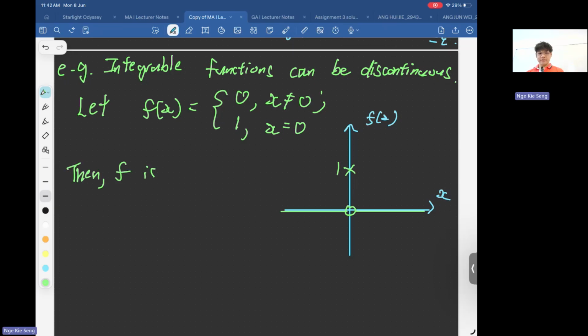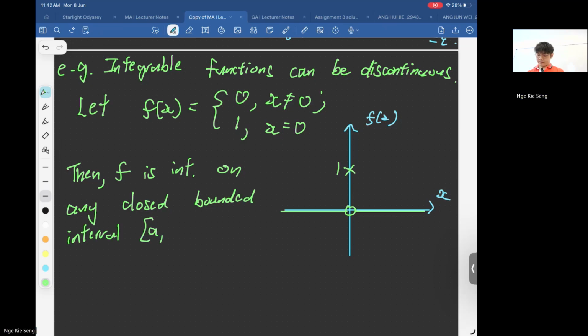And then f is integrable on any closed bounded interval. Okay. And what's this integral? What do you think? What's the integral? What number should it take? Positive, negative, 0.